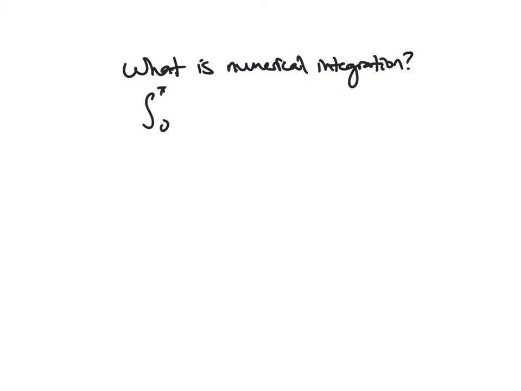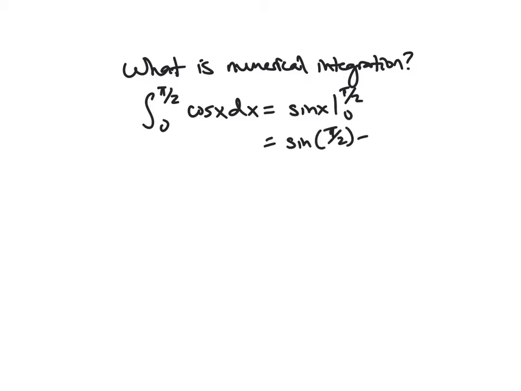Something that's pretty simple to do here is this integral, right? So you would get sine of x from 0 to pi over 2. You'd use your fundamental theorem there, right? And then we'd see that we get sine of pi over 2 minus sine of 0, which is going to be 1. And we get an exact answer, and we're happy, maybe.